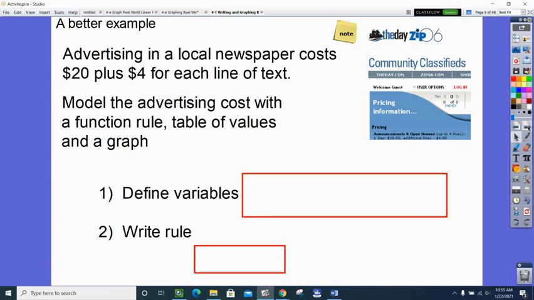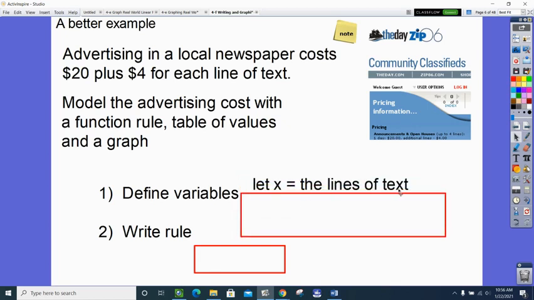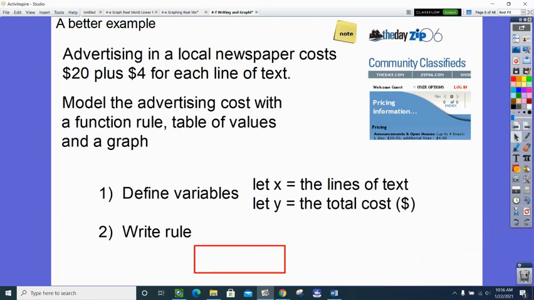Before I start here, I have to think about what are the two things that are varying? What are the two variables? What do I get to decide right now? I get to decide how many lines of text I'm going to write. That's my independent choice. That's going to be my X. So I'm going to let X be the number of lines of text. What's the other thing that varies? Well, it's the cost that I'm going to pay. The more lines, the more money I have to pay. So Y is going to be the total cost. And notice I put the dollar sign in there so everybody knows what currency I'm using.